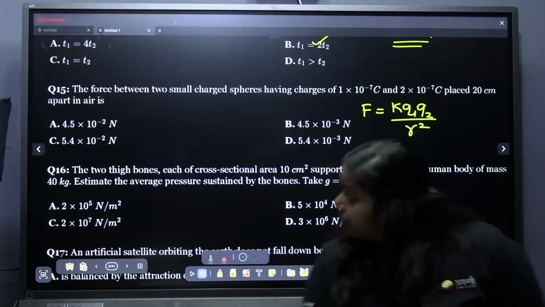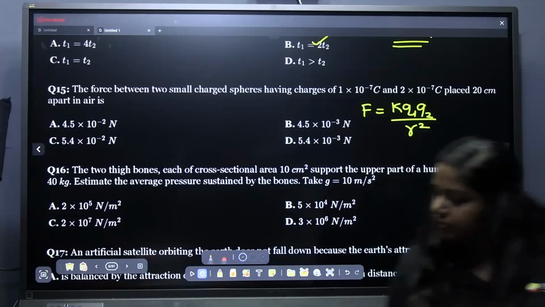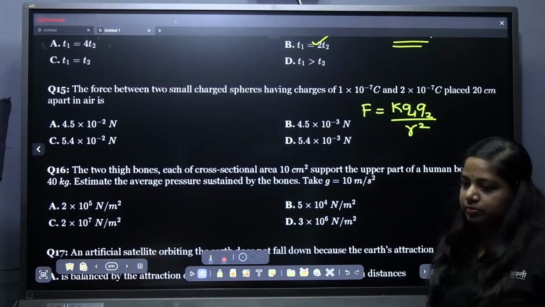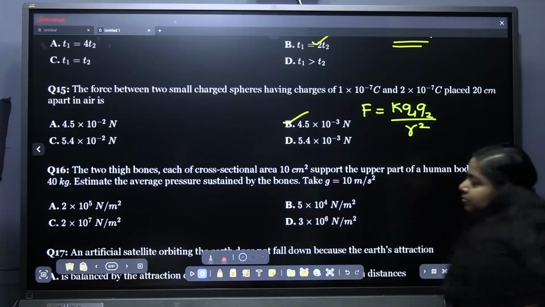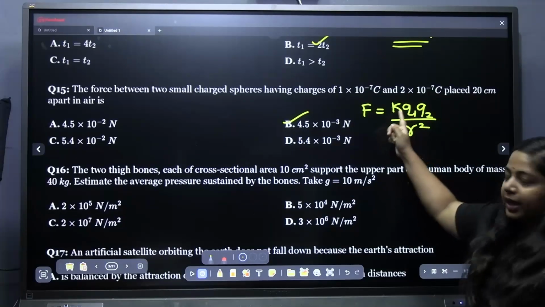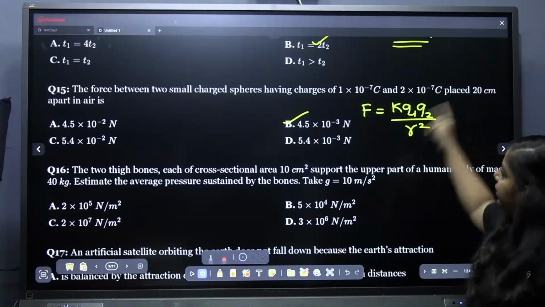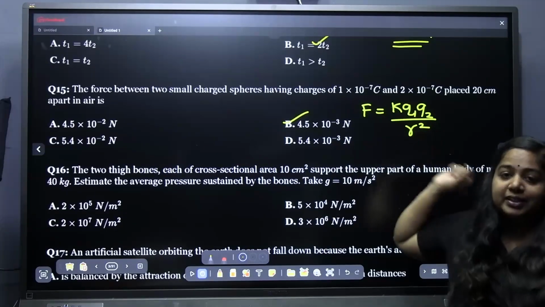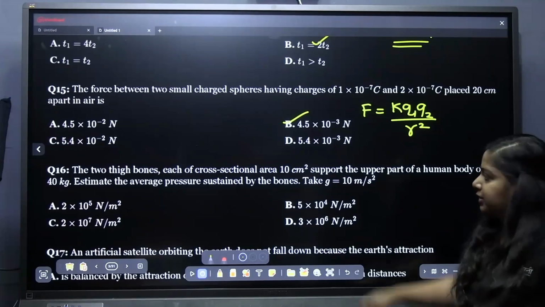What is the answer? Anyone? Option B. Yes, option B is the answer. Okay. Direct substitution, k equal to 9 into 10 to the power 9. Q1, Q2 is given. Distance 20 centimeter is given, so you have to convert that to meters. That is the only difference. Okay.